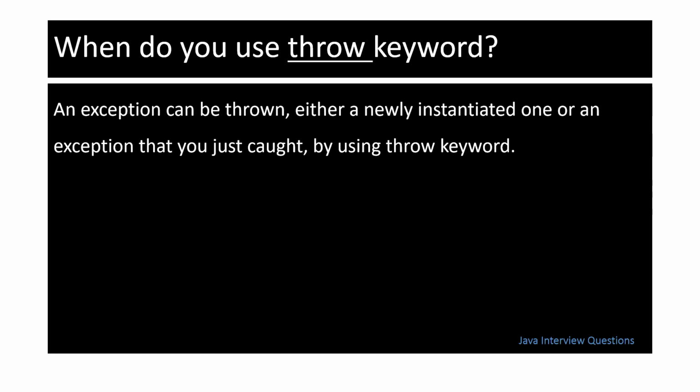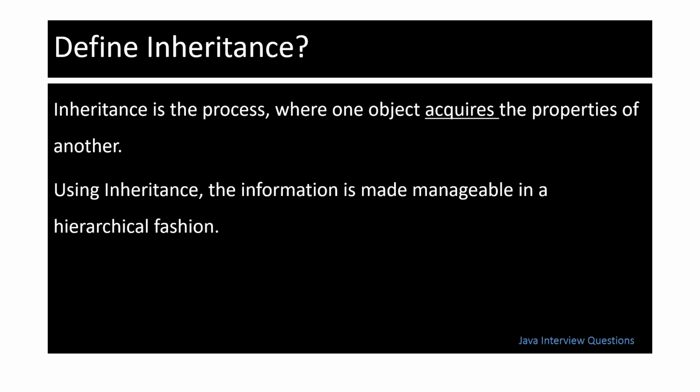When do you use throw keyword? An exception can be thrown, either a newly instantiated one or an exception that you just caught, by using the throw keyword. Define inheritance. Inheritance is a process where one object acquires the properties of another. Using inheritance, the information is made manageable in a hierarchical fashion.